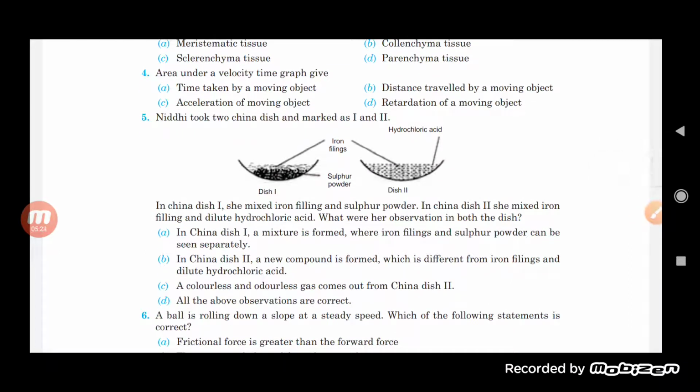Area under a velocity time graph gives time taken by a moving object, distance traveled by a moving object, acceleration of a moving object, or retardation of a moving object. So at first you will think that it will be acceleration, but actually it is the distance traveled by a moving object. What is the reason behind it?